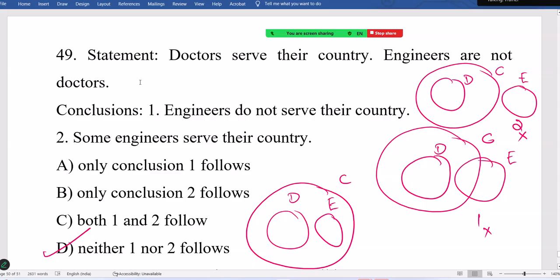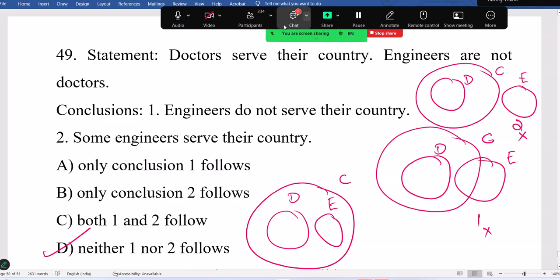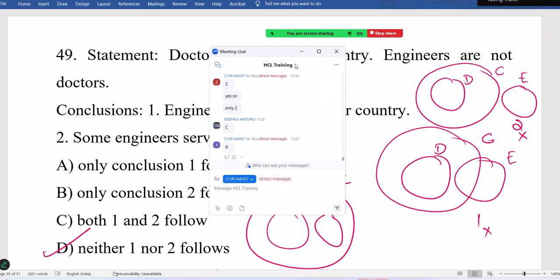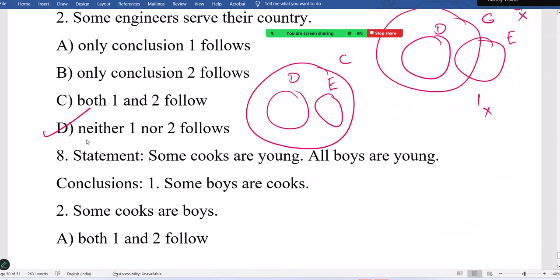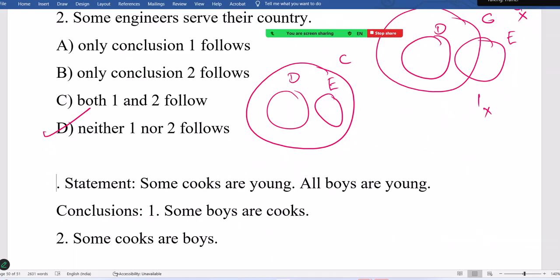Don't go for generalized here, only the statements. Sir, I know engineers are serving the country, not likewise. This is only with respect to statements. What are the statements given? We have to stick to that and we have to work. Even if that is failing or wrong also, we have to consider the given statement is true.